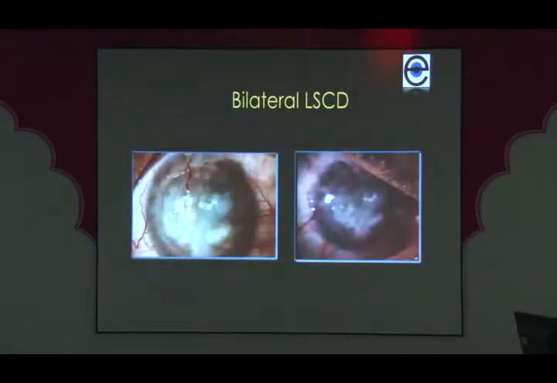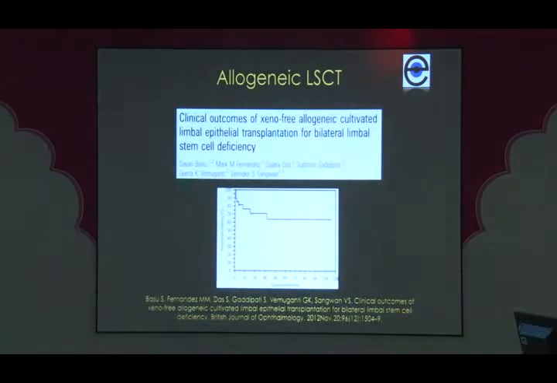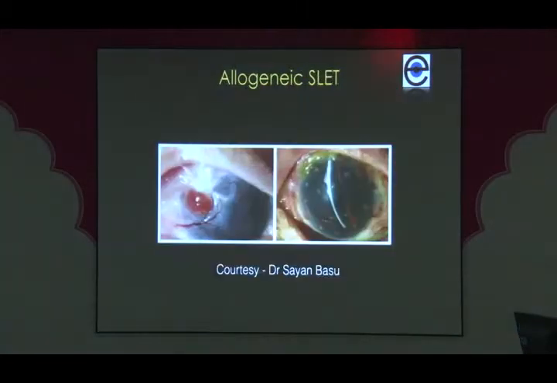If the LSCD is bilateral and you have a wet surface, you have a couple of options. You have a K-Pro, which Dr. Basak will be talking about, or you could do an allogenic limbal stem cell transplantation. Again, outcomes of which are good provided there is good systemic immunosuppression, which is given lifelong. So earlier it used to be CLET, and now it can also be done using SLET. I believe this is one of Sayan's cases.